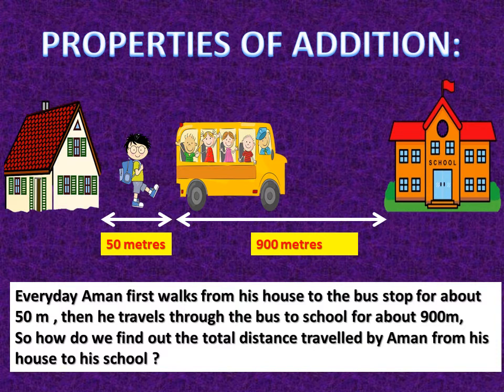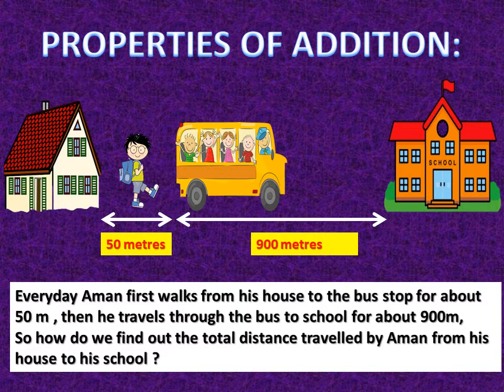First, we have a situation of a boy, Aman, who always goes to school from his house in the same manner. He always first walks 50 meters from his house to the bus stop. Then he covers the rest of the distance through his school bus, which is 900 meters. So now someone asks you, what will be the total distance between his house and his school? What will be the total distance?